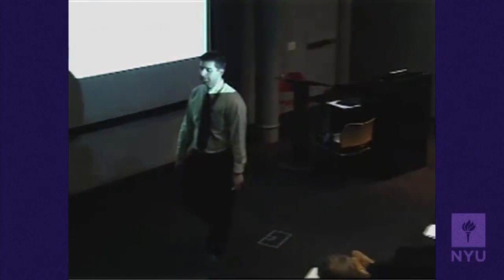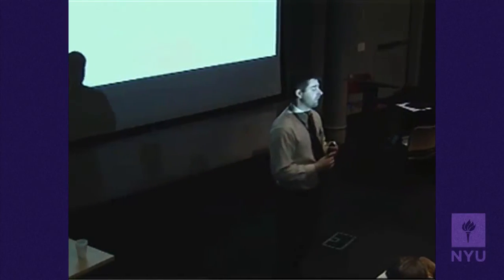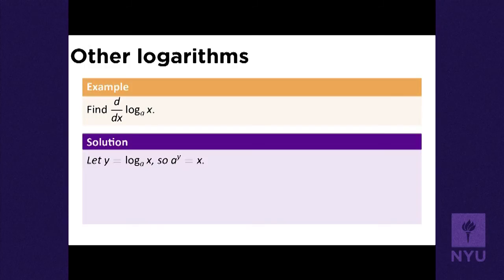Okay, how would we attack something like this? Well, we know the derivative of the natural log. We know the derivative of e to the x. We also now know the derivative of a to the x for any number a. So all of those we can use. Let's solve this equation in a form that we can find the derivative. So if y is log base a of x, let's write it instead as a to the y equals x.